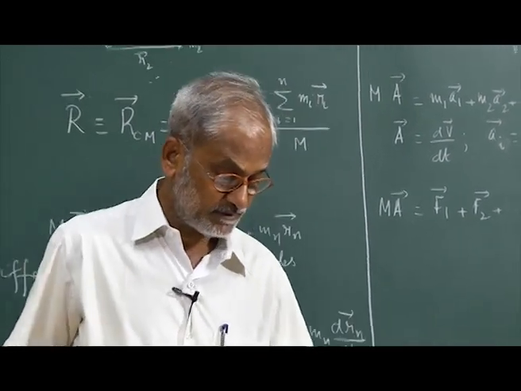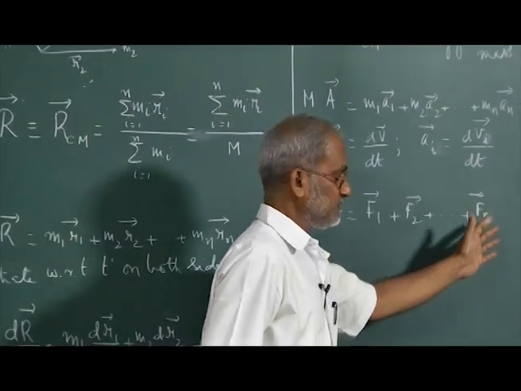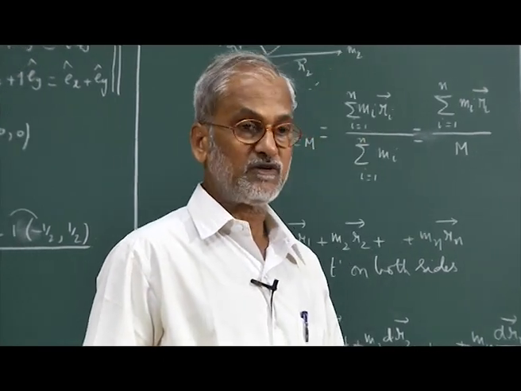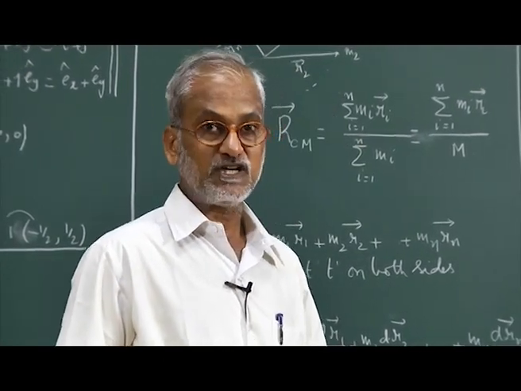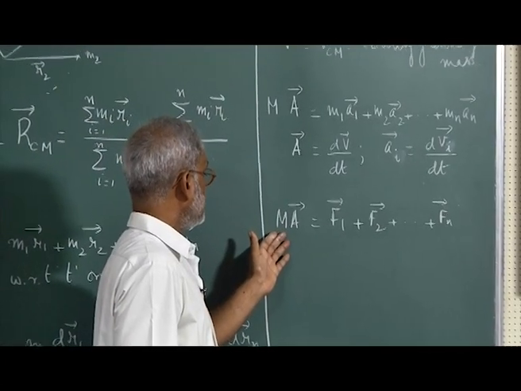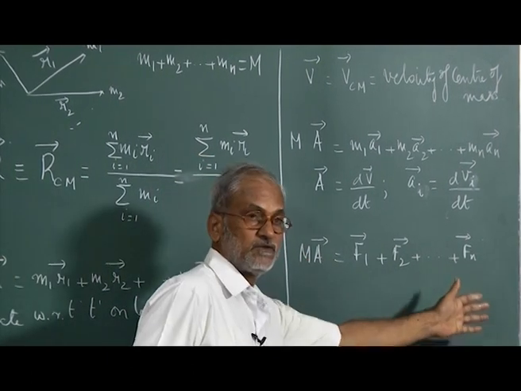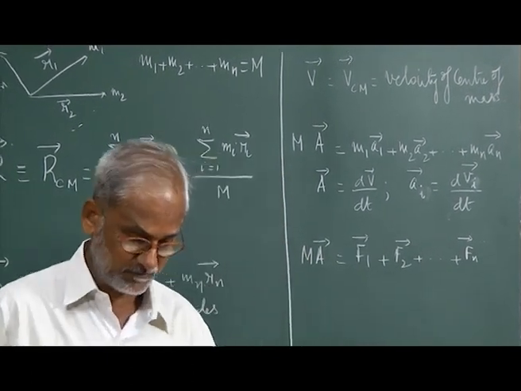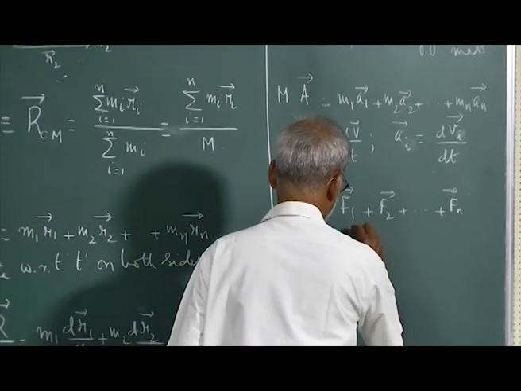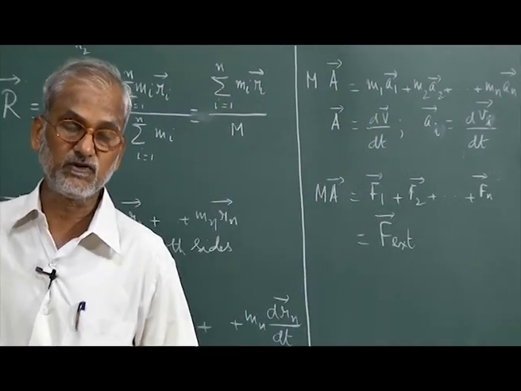So, what does it mean? The vector sum of forces acting on the particles is exactly equal to the mass of the system of particles multiplied by the acceleration of the center of mass. So this is the mass of the system times the acceleration of the center of mass, equal to all the external forces acting on the system. You call this term force external.